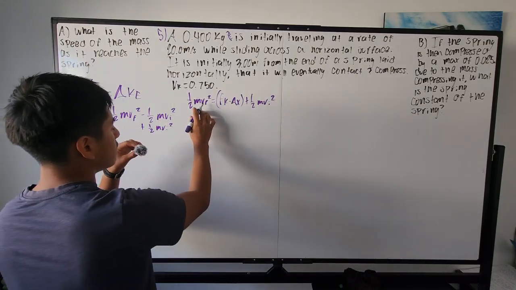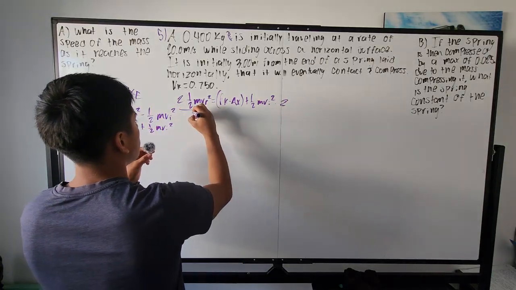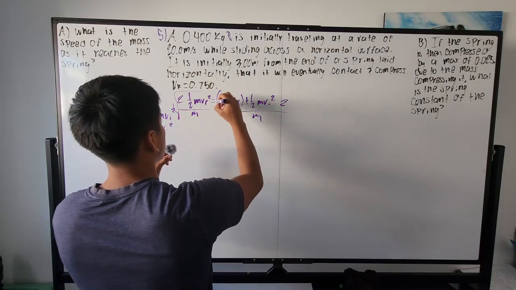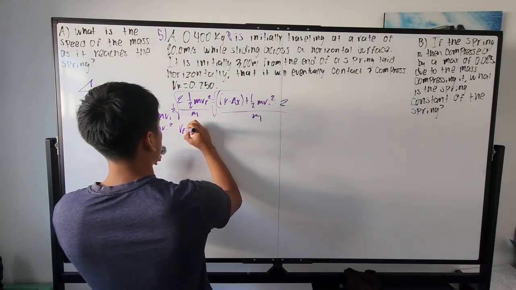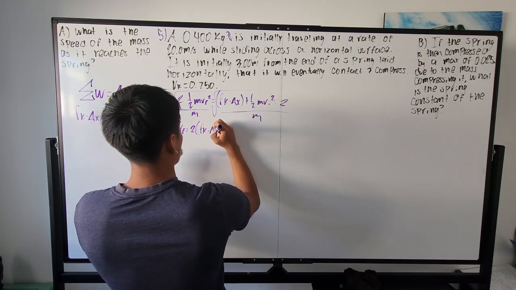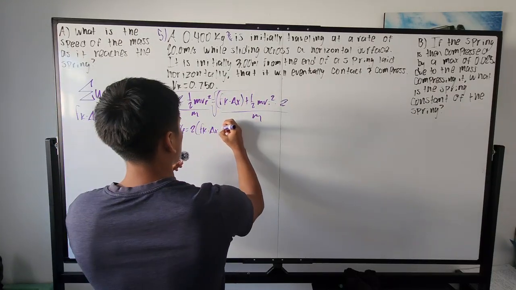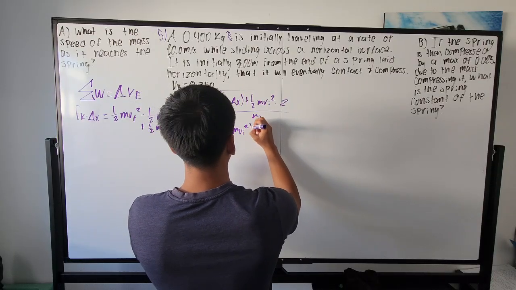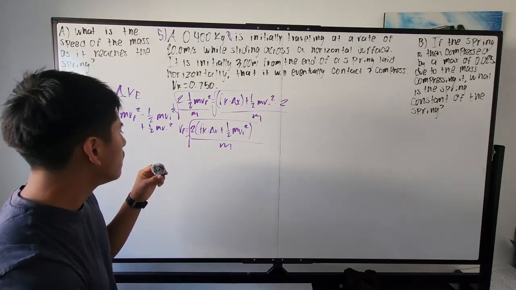Now again, I want to isolate for vf, so I'm going to multiply both sides by 2. And then after that, I'm going to divide both sides by m. And then finally, I'm going to take the square root of both sides. I know it's a lot of steps, but it's going to look like this in the end. So velocity final is equal to the square root of 2 times the work done by kinetic friction plus 1/2 mv initial squared, all over m.